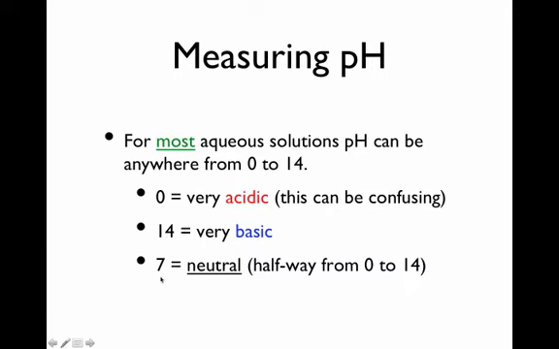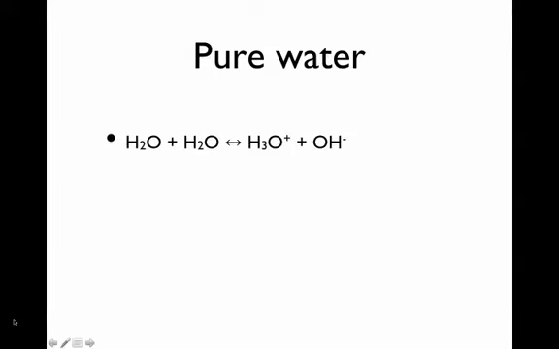Halfway in between 0 and 14, we have the number 7. If you have a liquid where the pH is 7, you say that the liquid is neutral as far as pH is concerned. What that means is that at pH 7, your liquid has equal amounts of acid and equal amounts of base dissolved in it, and that's halfway between 0 and 14. So that's neutral pH. At this point, I want to talk about pure water. Some of you may know that the pH of pure water is pH 7, which means it has a neutral pH. It has equal amounts of acid and equal amounts of base.